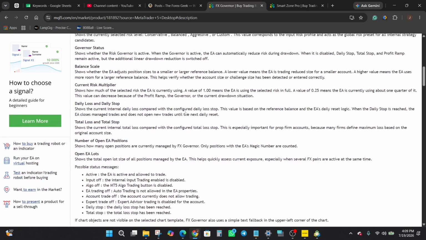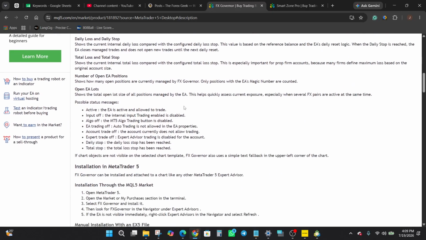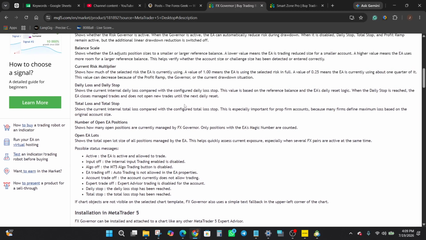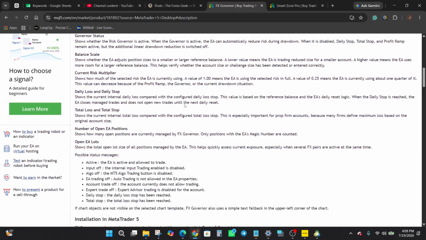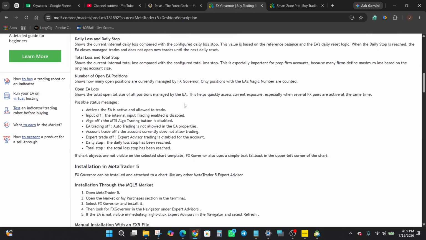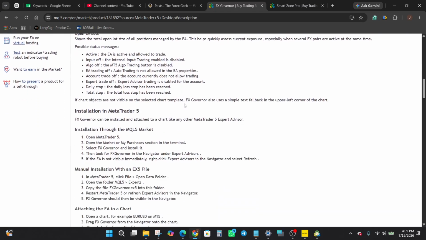Now, scrolling into the inputs, general settings cover trading, enable and disable, a magic number, and optional spread and total lot limits.